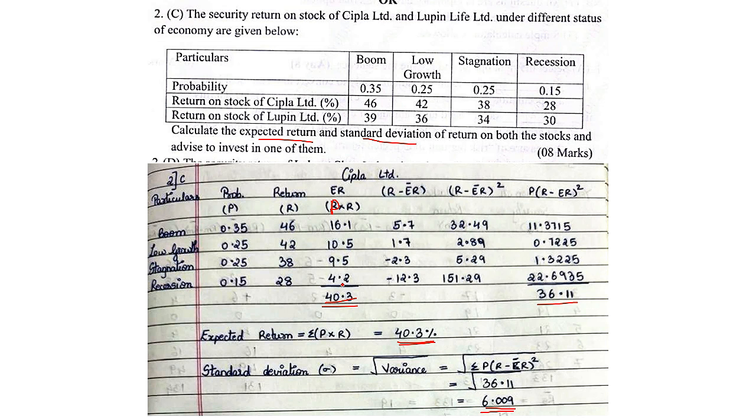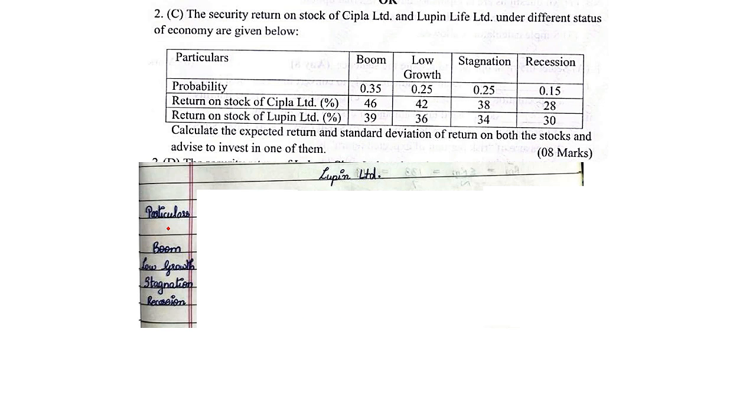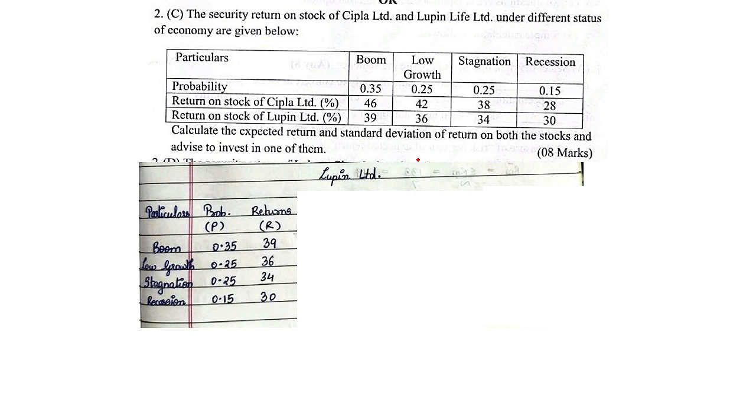Now the same thing we'll have to find for Lupin Limited in the same order. Okay, same columns. So we have particulars: boom, low growth, stagnation and recession. We note down the probability, all the probabilities the same, 0.35, 0.25 and 0.15. The returns are 39, 36, 34 and 30. Next column we multiply them to find the expected return. So we get 13.65, 9, 8.5 and 4.5. Add up, we got 35.65.